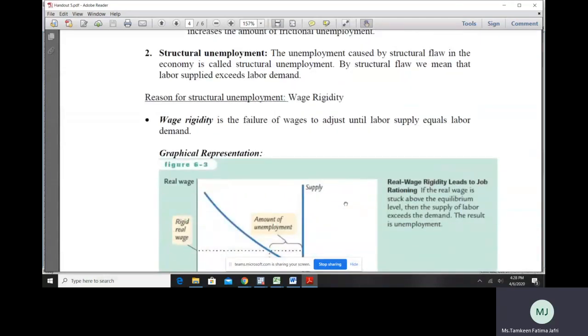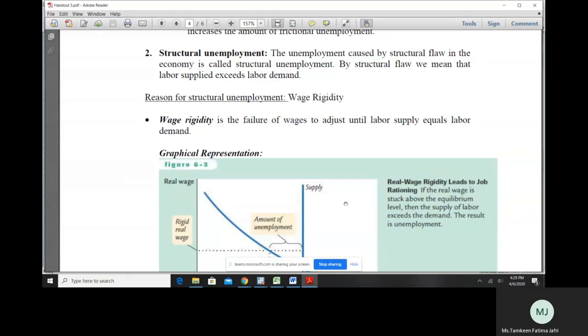Structural unemployment has many causes, and in these handouts a few causes have been elaborated. This is caused by a structural flaw in the economy. So by structural flaw we mean that labor supply exceeds the labor demand.